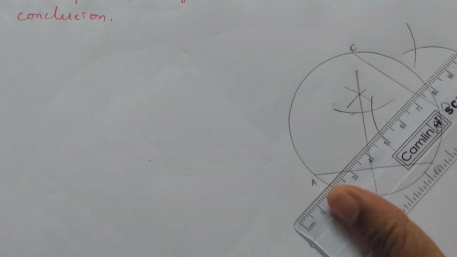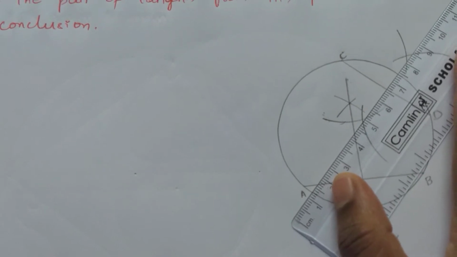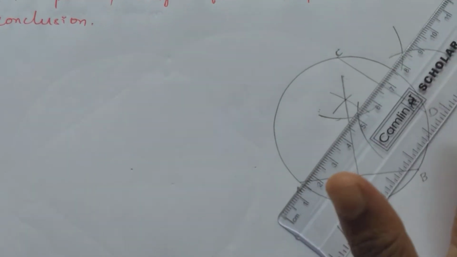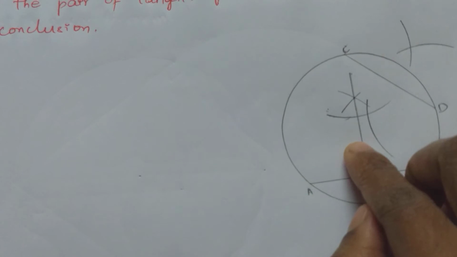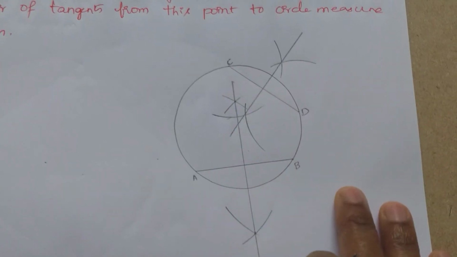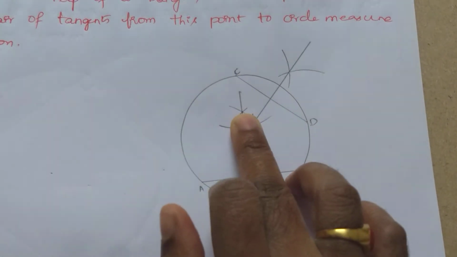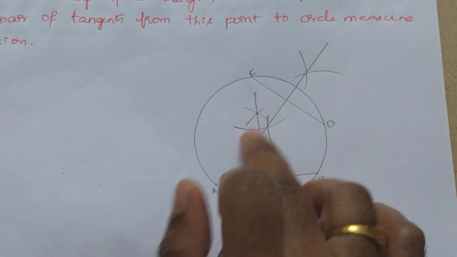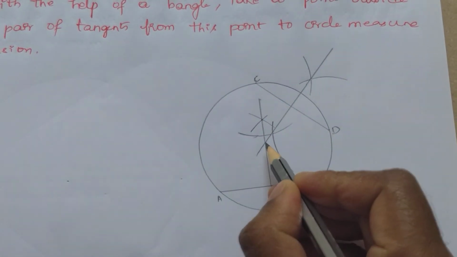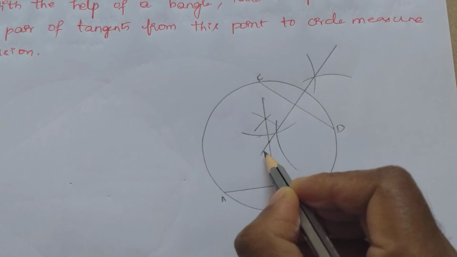Again same step, just join the points of intersection of the arcs like this. Okay. Draw a line such that this perpendicular bisector intersects the previous perpendicular bisector. Clear? Yes, you can see here the bisector for AB and the bisector for CD, both of them intersect at one point. Let us name this point as O.